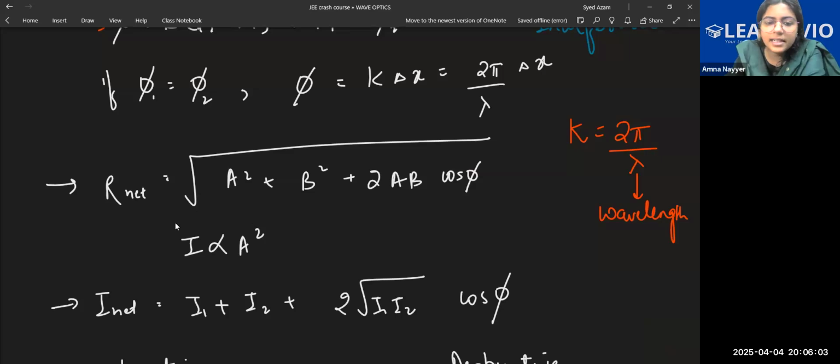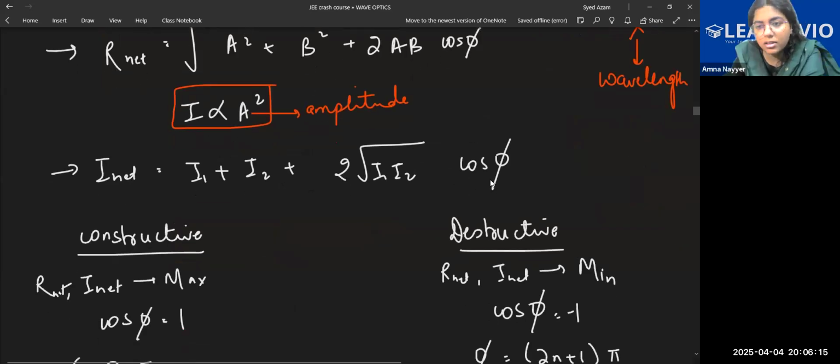Now, as discussed, intensity is directly proportional to the square of the amplitude. This is important. In general, also, this formula is important. So, resultant intensity becomes I1 plus I2 plus 2 under root I1 I2 cos phi, where phi is their phase difference.